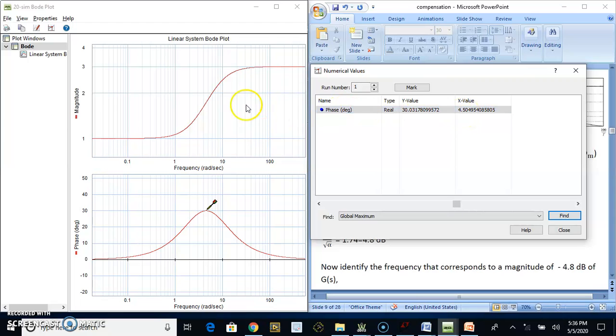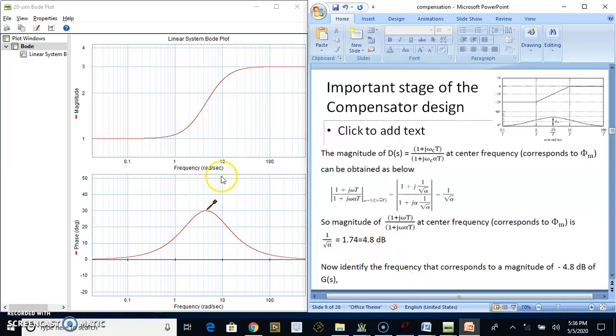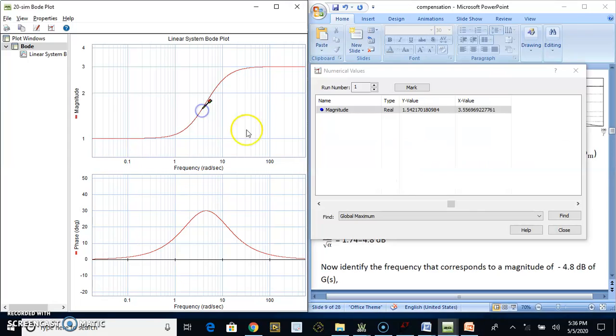So let us go to this magnitude plot and see at 4.5 radian per second whether this is 4.8 dB or not. Of course it's not 4.8 dB now because it is in terms of magnitude, so it will be 1.74. Let me look for this at 4.5. At 4.5 I should get 1.74. Okay, this is somewhere here. You can see this is 4.5, so I'm getting 1.74.